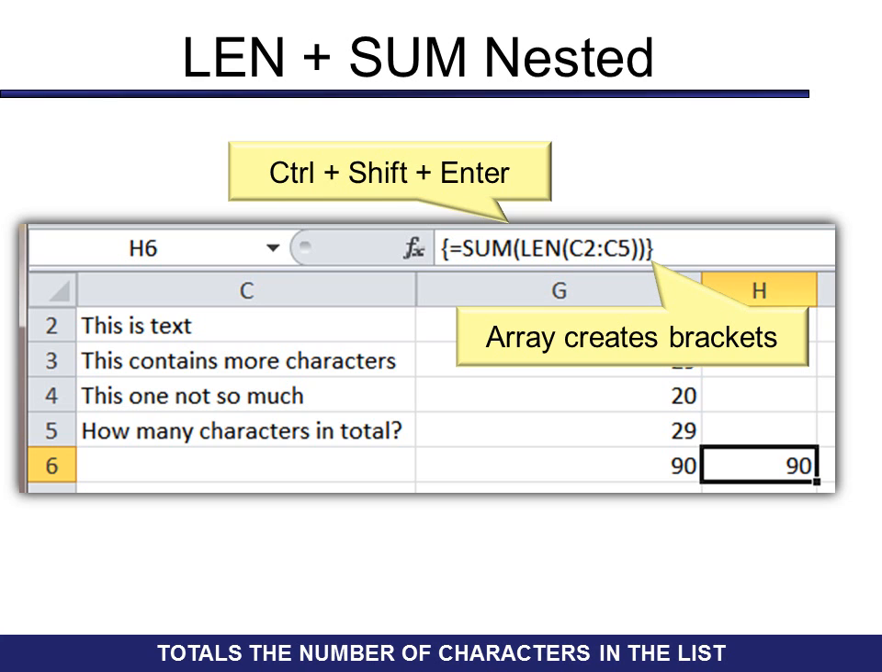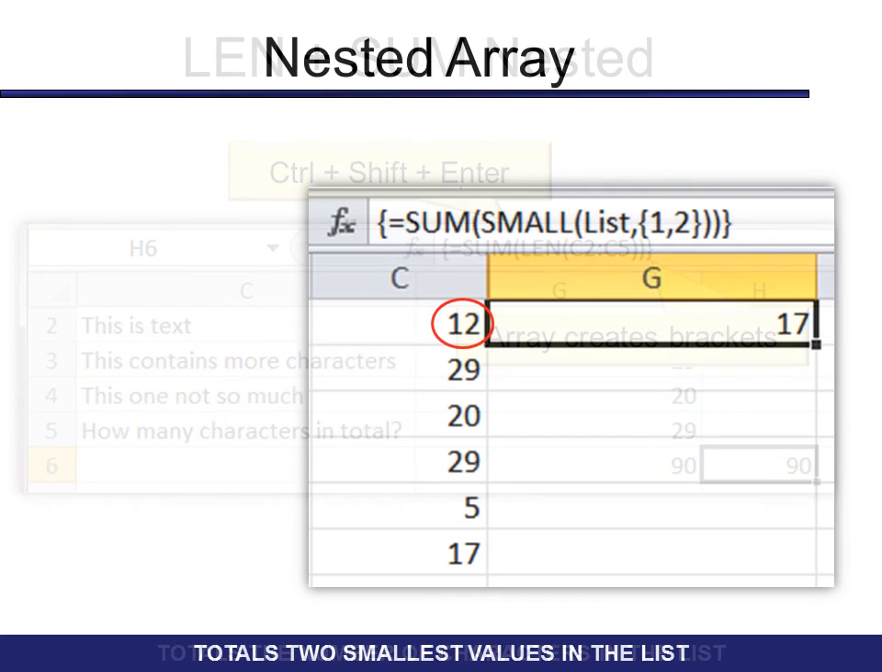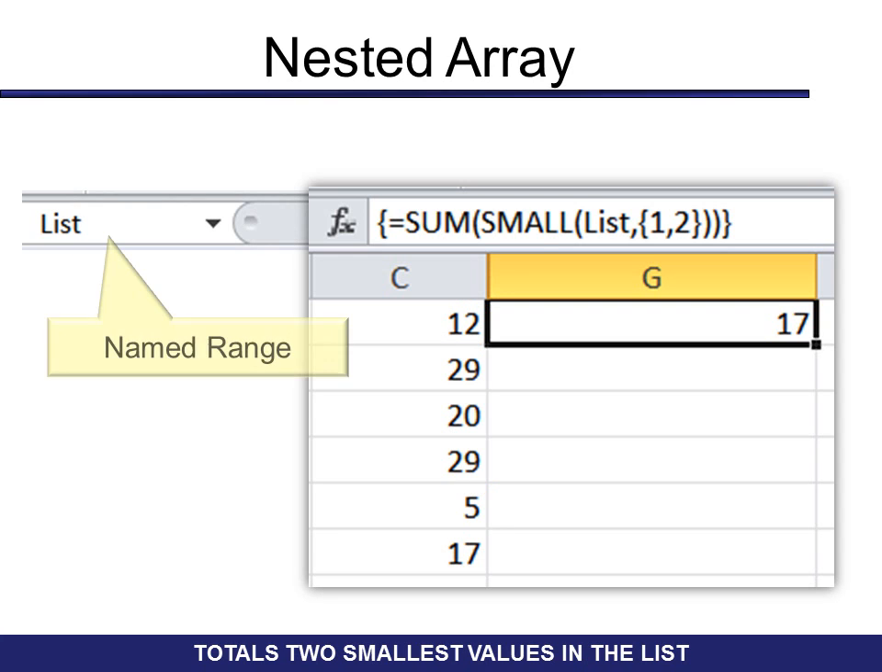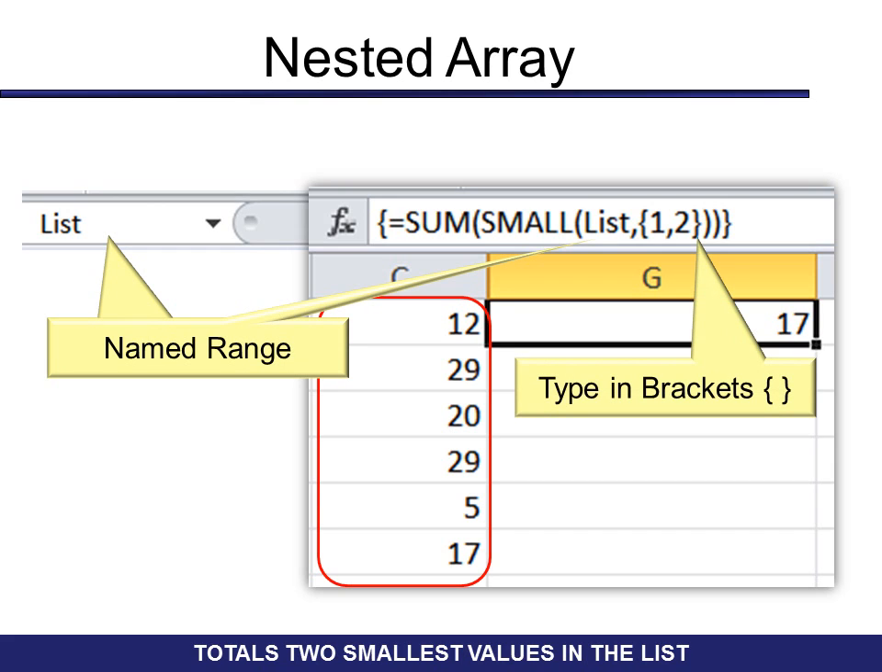An array is also called CSE. You can even nest arrays. For example, in this case, I want to add the smallest values in the list, just the two smallest values in the list. Of course, if there's a SMALL function, there's always a LARGE function too. So if I use my normal SUM and the SMALL, it might work, but if I name this list, then I can use that name. It's a named range.